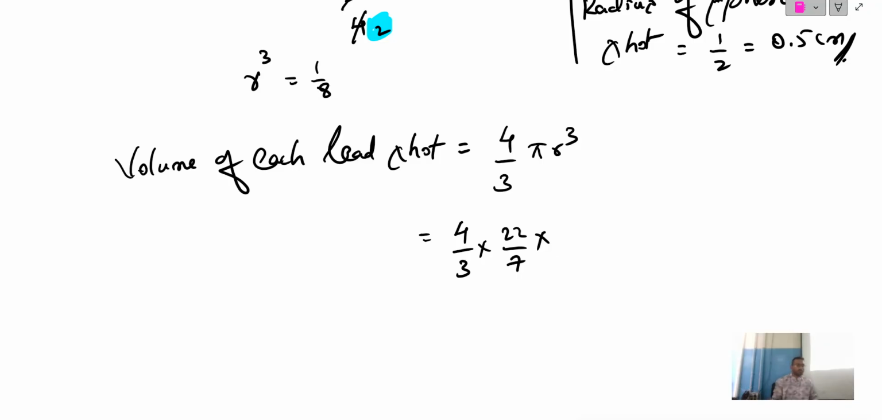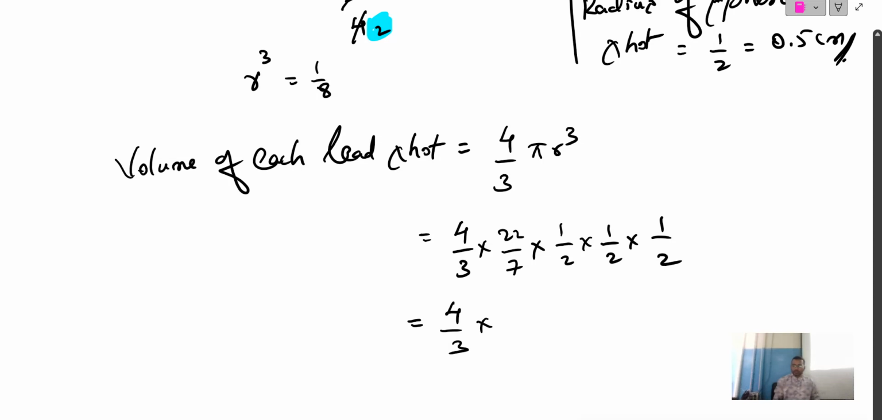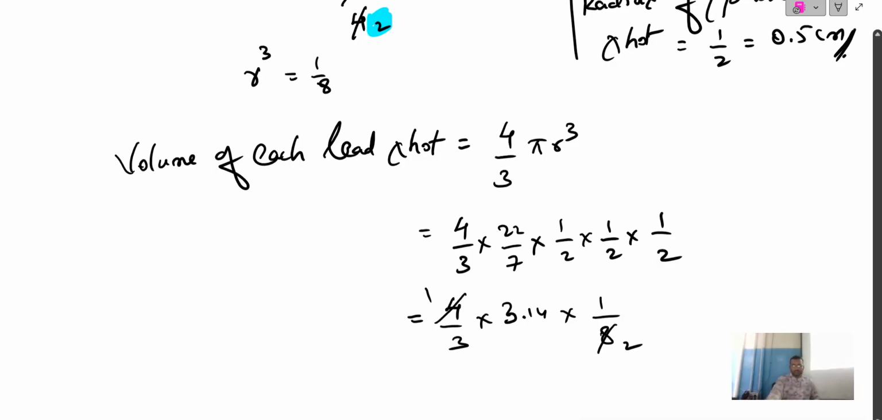2 ones are 2. This point as it is. Remainder 1, 11. 2 fives are 10. Remainder 1, 14. 2 sevens are 14. So what's the answer? 1.57 divided by 3. See children, how to do this calculation? After the point, how many digits? 2 digits. So 1.57 by 3 into 100 by 100. 1.57 into 100 is 157, 3 into 100 is 300. Yes, 157 divided by 300.